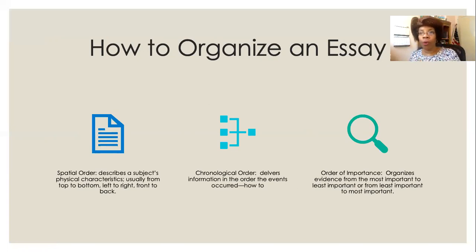Order of importance organizes evidence from the most important to the least important, or from the least important to the most important, right? So these are ways that you can organize by characteristics, physical characteristics, chronological order, or from most important to least important. Now, I think for essay 2, the mind, depending on the prompt that you chose, you might want to do order of importance, okay?